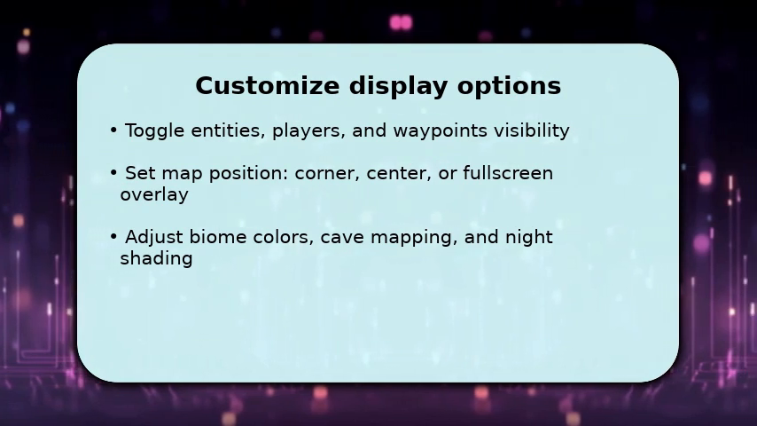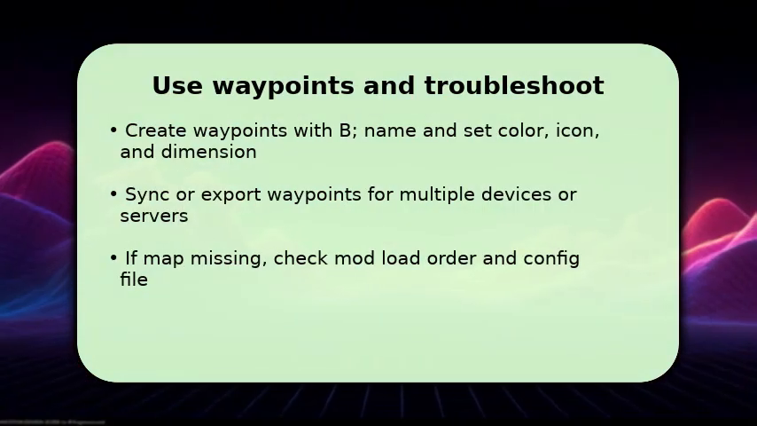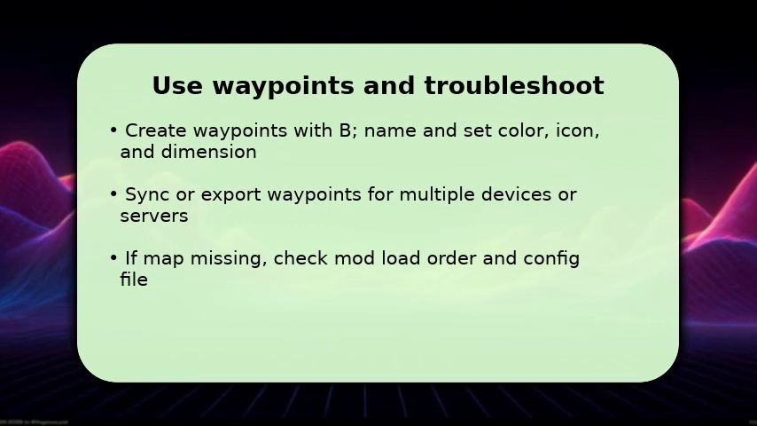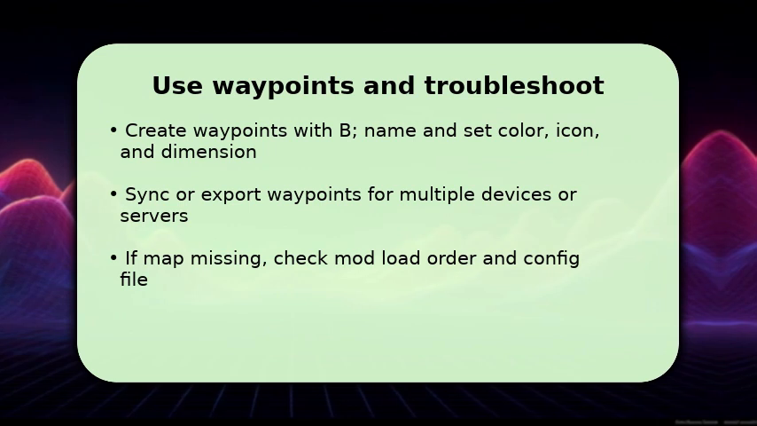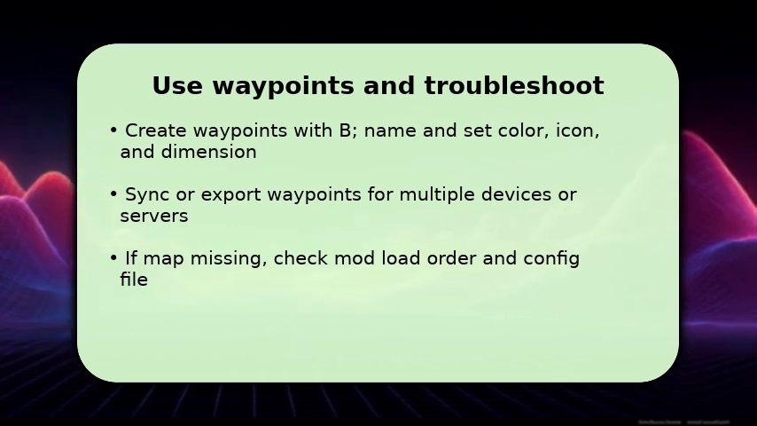Finish by adding waypoints. Press B, then name the spot. Choose color and icon so you can identify it at a glance. Once set, use waypoints to teleport or plan trips, export or sync them if you play on multiple installs.